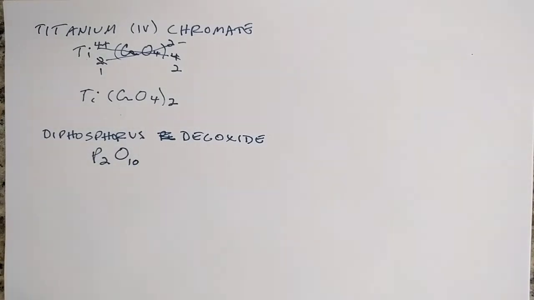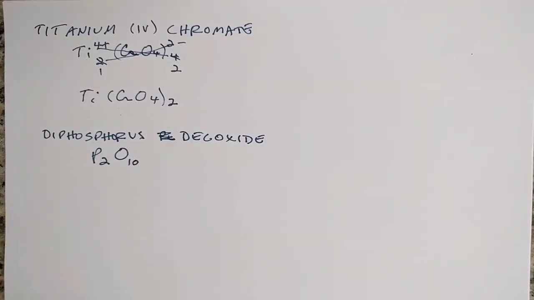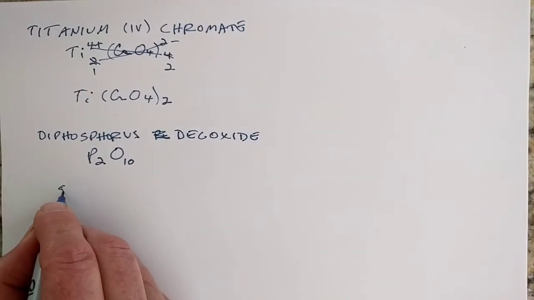We do not reduce those to lowest whole number ratios. One molecule of the compound has 2 phosphorus atoms and 10 oxygen atoms. So we have to be very careful about when we reduce, like here, and when we do not, like here. All right, let's check another one.